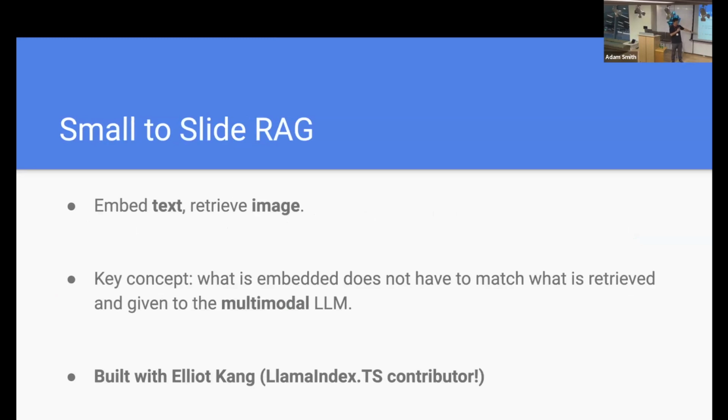I built it with Elliot Kang, a friend of mine, contributor to LlamaIndex TS. The idea here is very similar to small to big, right? What we're doing here is we're going to embed the text and we're going to retrieve an image. And let me show you why that might be helpful, especially in the context of a multimodal LLM.